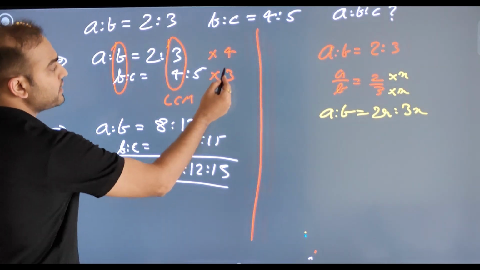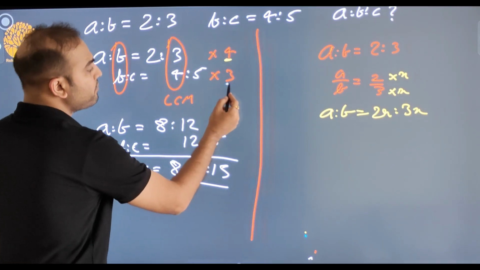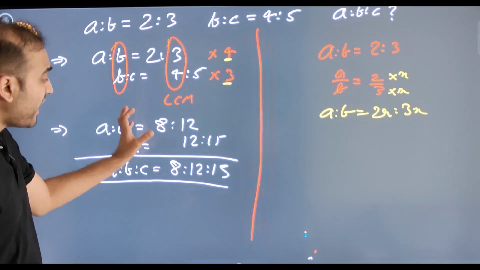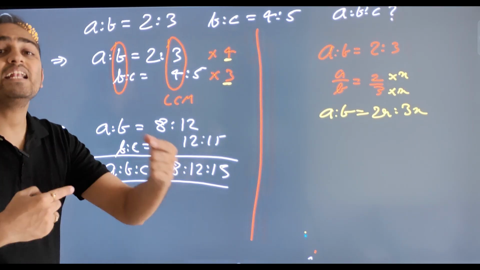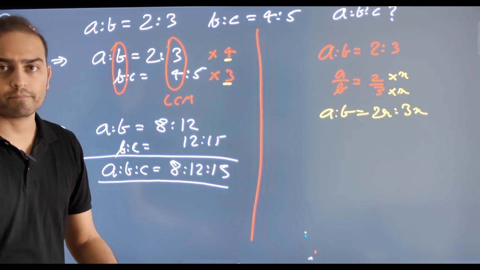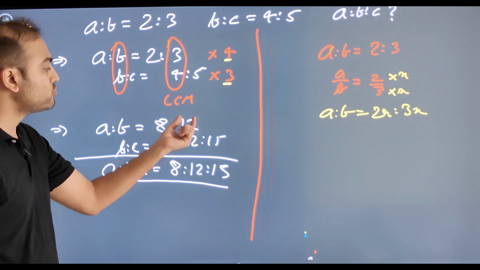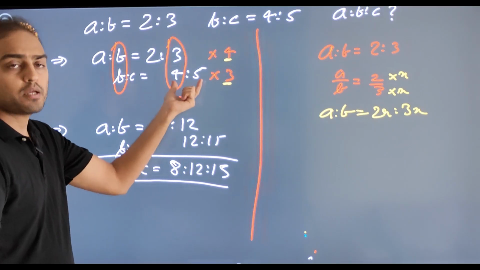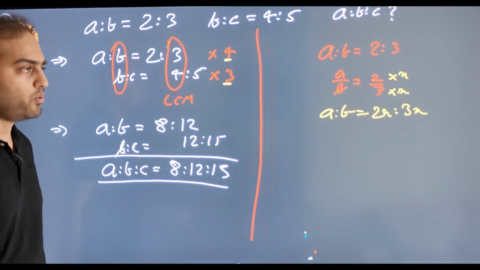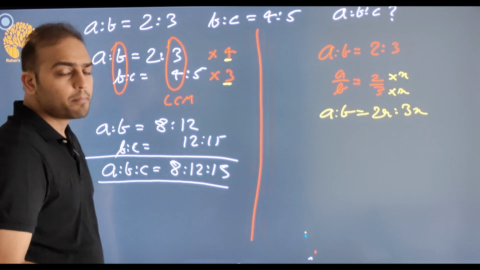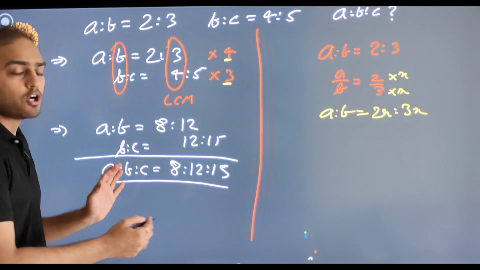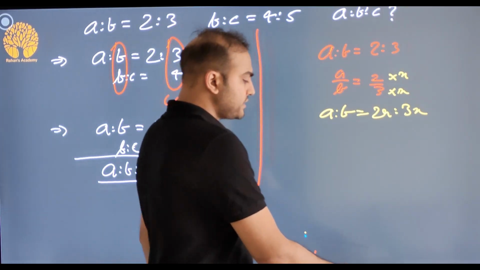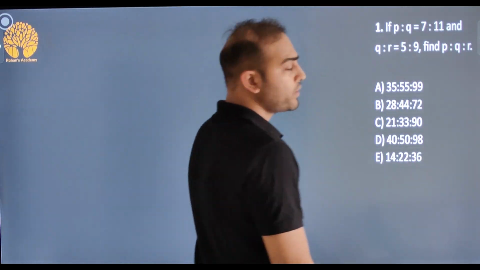So that is why when I multiply this ratio by 4 and this ratio by 3, the ratio hasn't changed. The values have changed, but the relationship has remained the same. 8 is to 12 is the same as 2 is to 3. 12 is to 15 is the same as 4 is to 5. So when you multiply by the same number, the ratio does not change. If you understand this, then let's try one question.